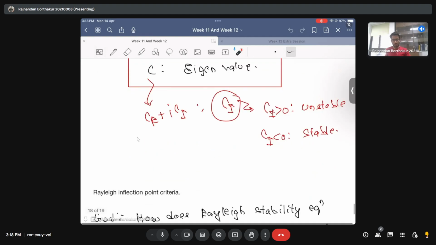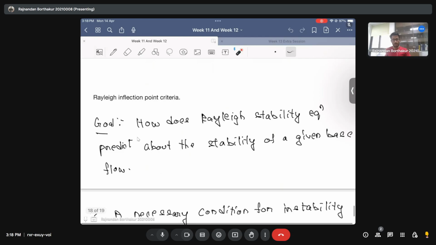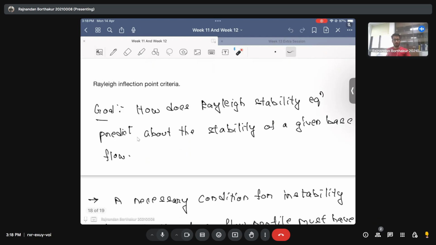So this is where the analysis of the Rayleigh stability equation was completed. Then, just for a head start, given a base flow which is already known to us, let's say capital U of Z is known to us, how can we use the Rayleigh stability equation to analyze the stability of this base flow?